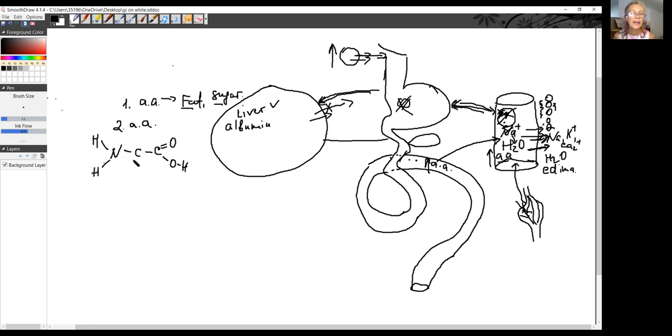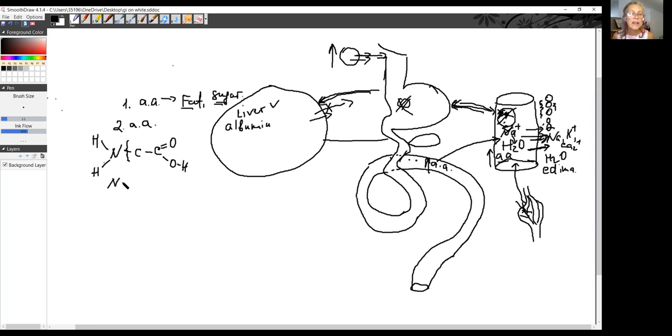So it's 1, 2, 3. Okay, this is the carbon. So what the liver will do, it needs to get rid of this excess of amino acids, because let's suppose the body does not use it as a fat or as sugar, as a source of energy. So in the liver, this amino acid will get broken. First it will break off a nitrogen group.